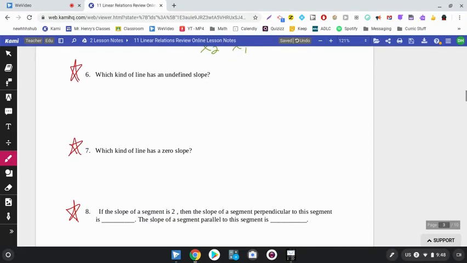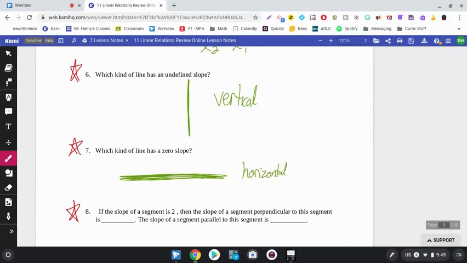Okay. 6 and 7. What kind of line has an undefined slope? Okay. That was a vertical line. What kind of slope or line has a 0 slope? Not a very good line, but horizontal. Okay. A horizontal line.